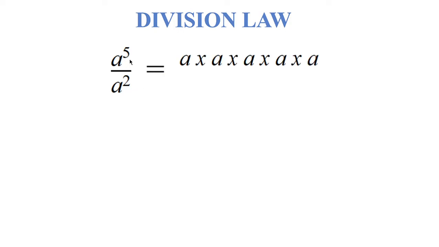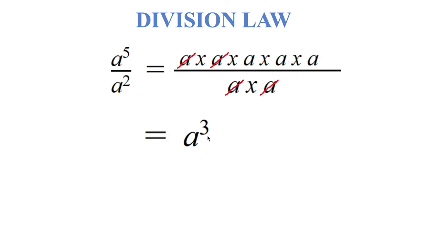The next law is called the division law. For instance, I have A to the power 5 divided by A to the power 2. What do we do? It's equal to A times A times A times A times A divided by A to the power 2, which is A times A. Now, for us to evaluate this, we cancel this A by this A, this A by this A, so we are left with A times A times A, which is A to the power 3.